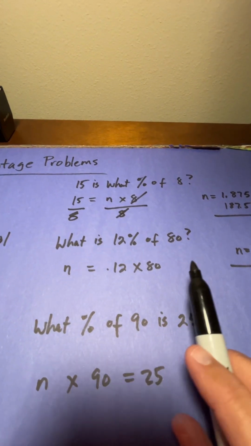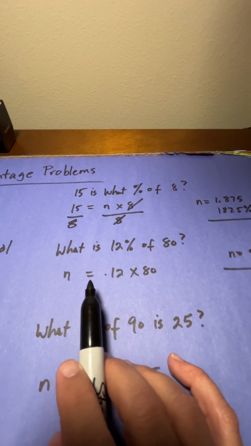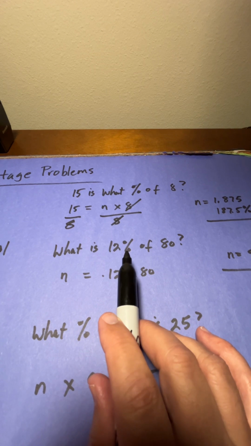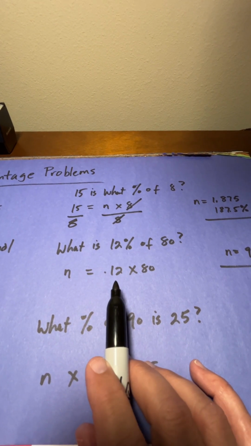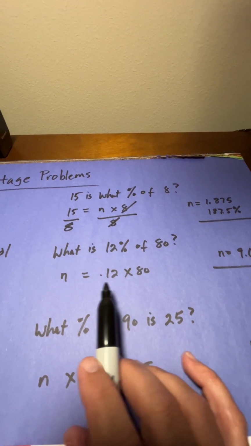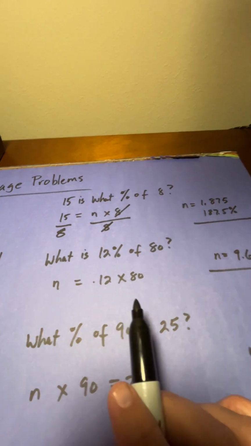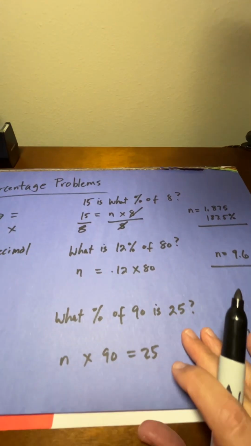Let's consider this problem. What is 12% of 80? Well, what gets the variable n? Is means equals 12%. You drop the percent. You move the decimal 2 places to the left. So that's 0.12. Of means multiply. 80 is 80. 0.12 times 80. Well, that's 9.6. So pretty easy.